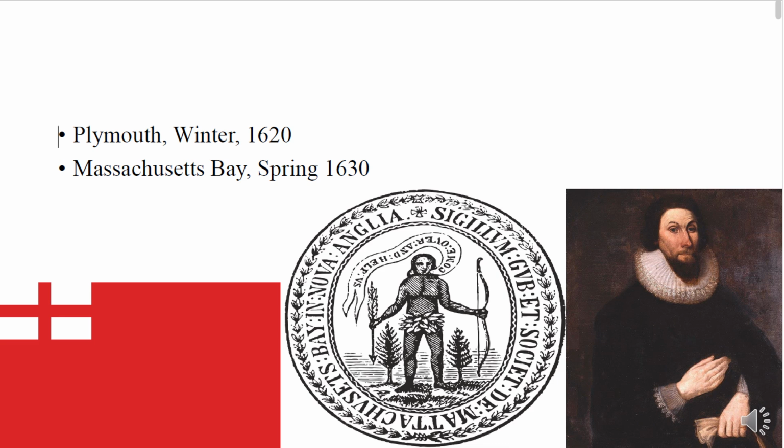But the left image is the flag of New England. It features the English flag in its top left corner. The center image is the seal of New England. It says New England in Latin. If you look closely, you can see in the center of the seal a Native American saying, "Come over and help us." This is a biblical reference.